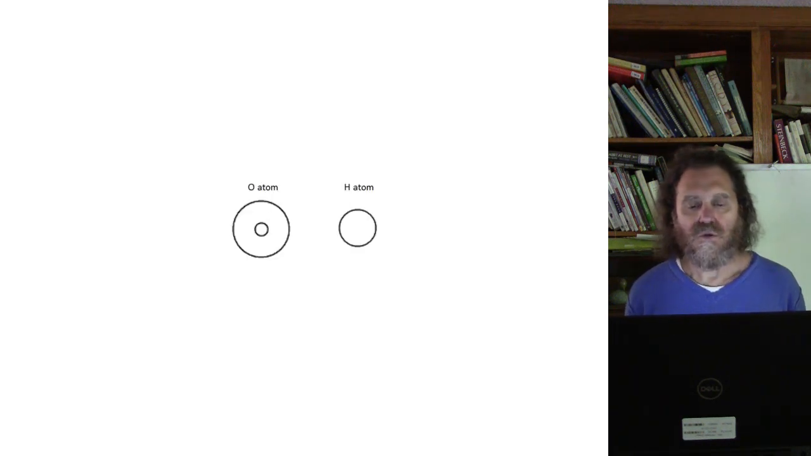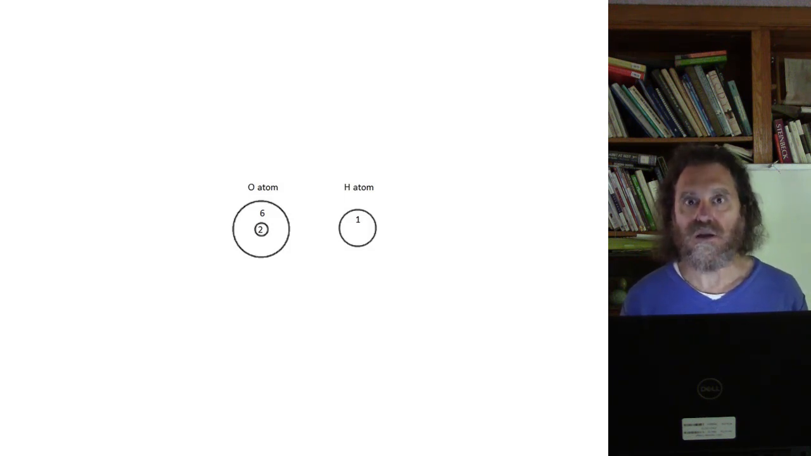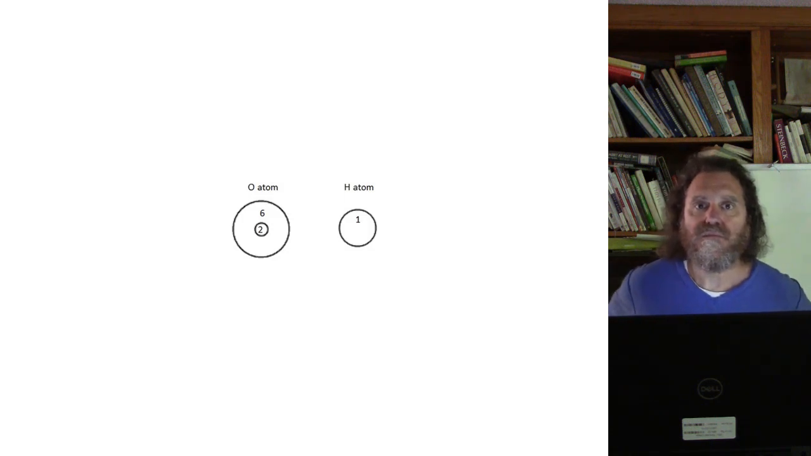So here's a depiction of an oxygen atom and a hydrogen atom. Remember, oxygen has 8 electrons in two shells, and in the inner shell, shell number 1, there are 2 electrons, a full shell. In the second shell, there are 6 electrons, not a full shell. 2 more electrons can fit into the orbitals of that shell, and that would be a more energetically stable configuration for an oxygen atom. Here's a hydrogen atom. It's got 1 electron in its valence shell. It would need another electron for that shell to be complete, and it is energetically favorable for that to occur.